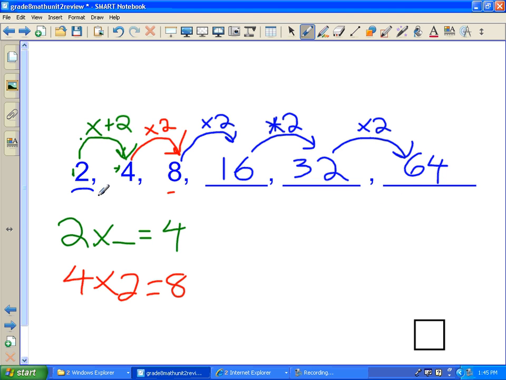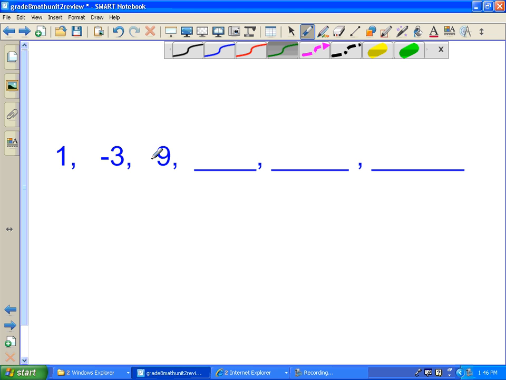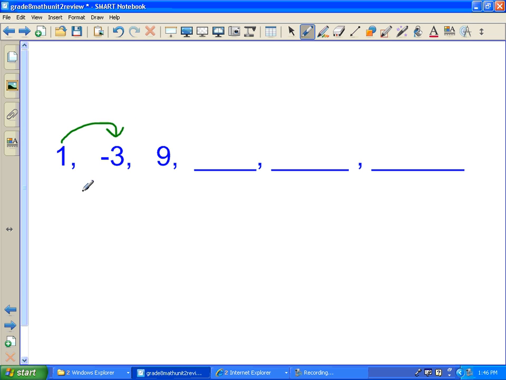So always just look at the two numbers and see what do I need to multiply to get that next number. So let's check this one. I'm going to ignore the 9. I'm just going to look at the first two numbers and think.